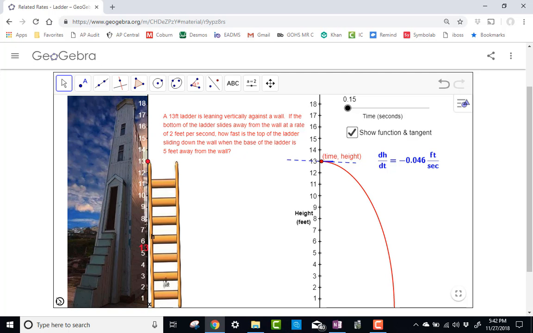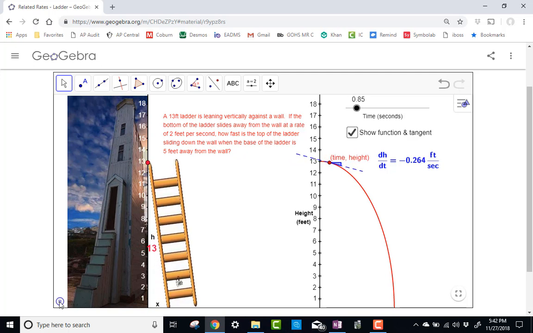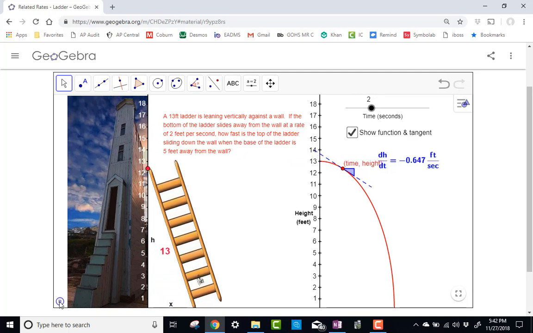Okay? So when we talk about this, we're going to talk about the ladder falling at a rate of, in this case, 0.046 feet per second. Now, as the ladder starts to get pulled away, you'll notice that the rate starts to increase. So if I stop it at 2 seconds in, then the height of the ladder is falling at 0.719 feet per second. So the top of the ladder is starting to fall a lot faster than it was at the beginning.